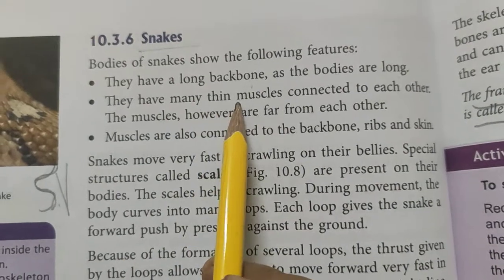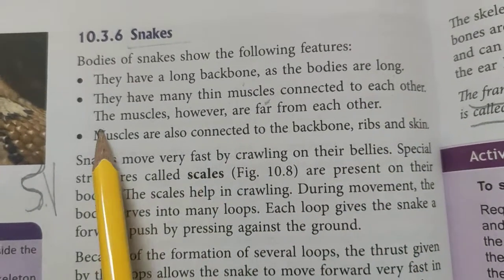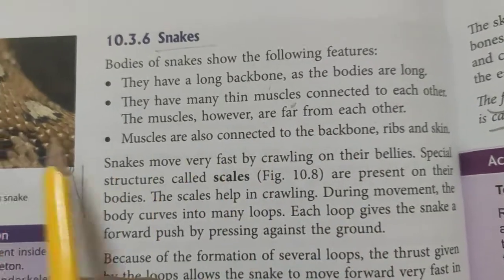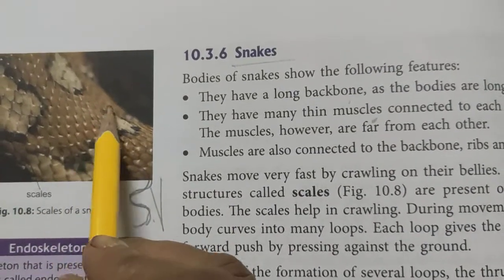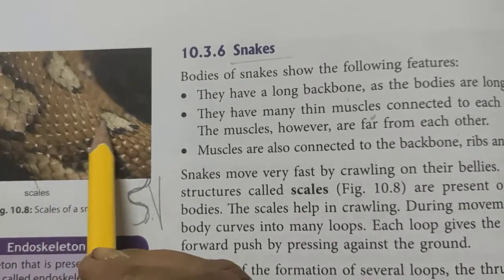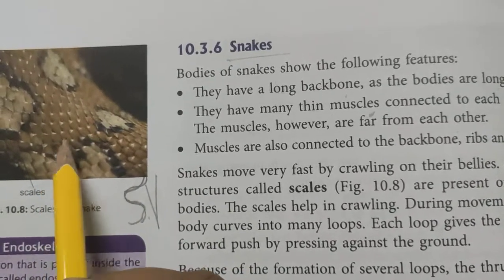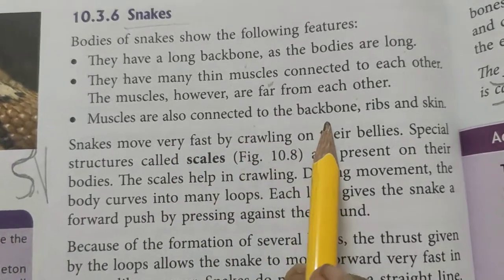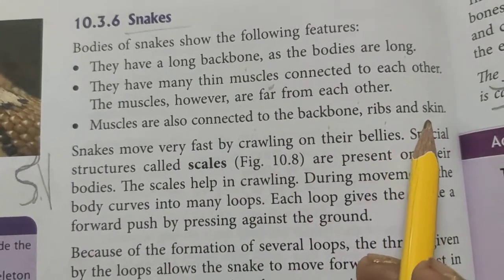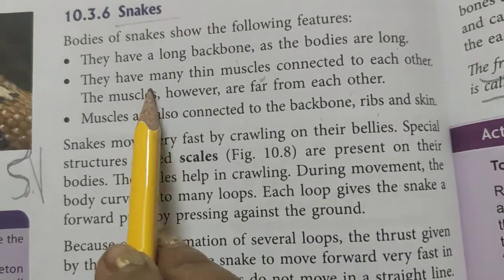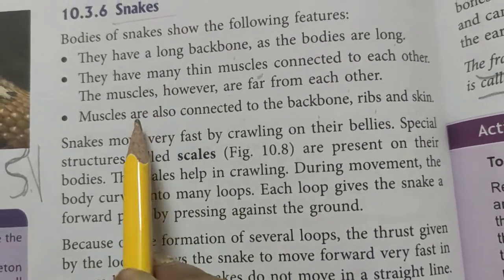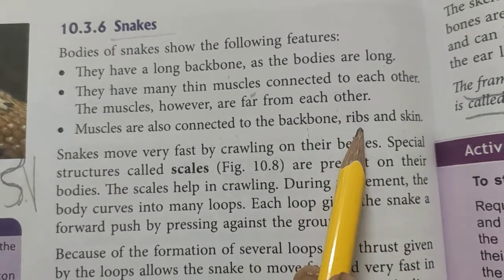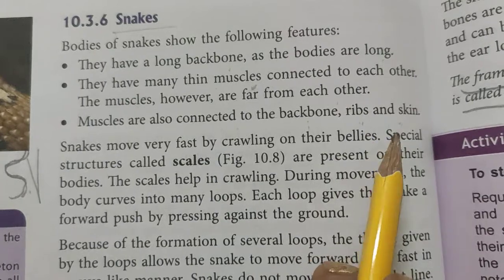They have many thin muscles connected to each other. The muscles, however, are far from each other. Now, these snakes, they have very thin muscles. All of the muscles are connected to each other, but they are far from each other. Muscles are also connected to backbone, ribs and skin. So, the muscles present in the snake, they are also connected to the backbone, to the ribs of the snake and to the skin of the snake.